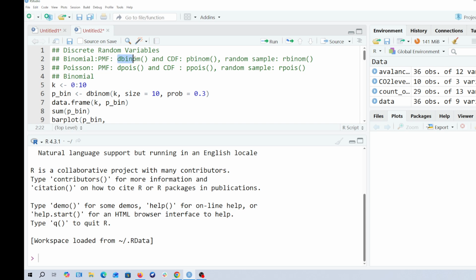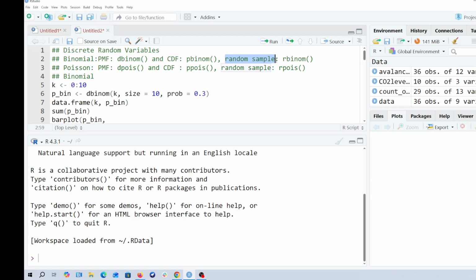If you want to look at the probability mass function of a binomial distribution in R, you can use dbinom. For the cumulative distribution function, which is like calculating a probability, say you have 10 independent trials, maybe you're tossing a coin 10 times and you want the probability of obtaining exactly 3 heads, you can calculate that probability using pbinom for the binomial distribution.